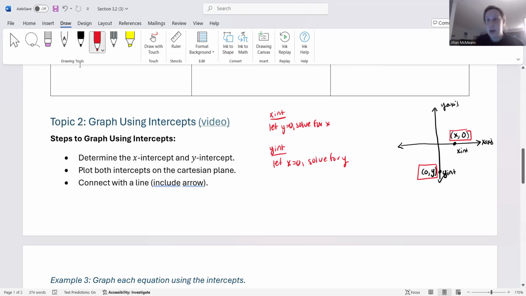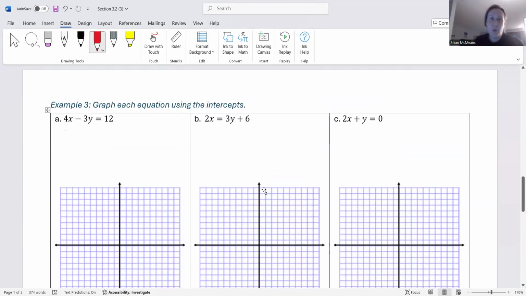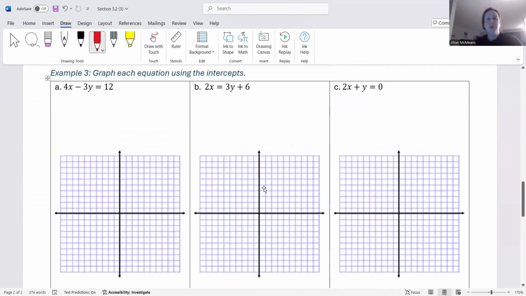Let's look at an example in three parts. Example 3 says graph each equation using intercepts. Our first equation is 4x minus 3y equals 12. Let's find our x-intercept first. To find an x-intercept, we let y equal 0 and solve for x. So I get 4x minus 3y, but y is 0, that equals 12. Well, 3 times 0 is just 0, and 4x minus 0 is just 4x. So I get 4x equals 12.